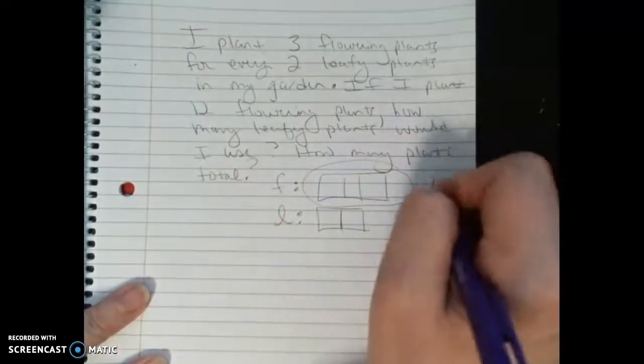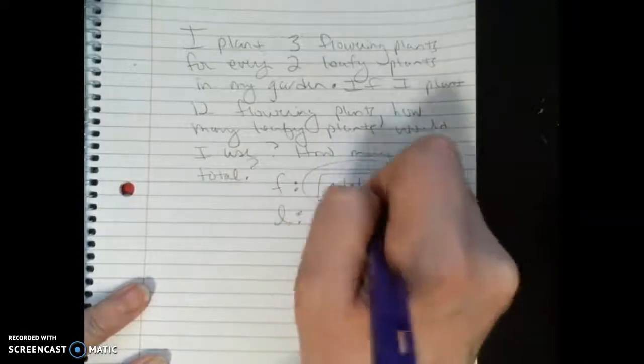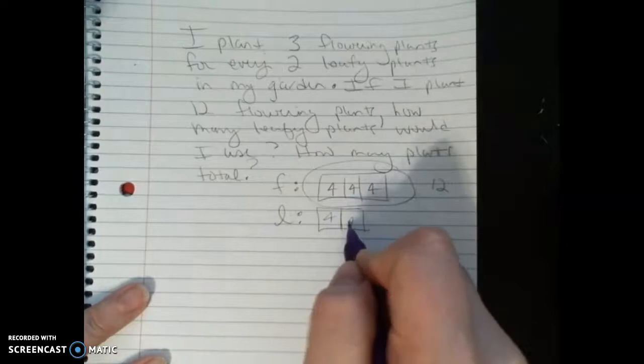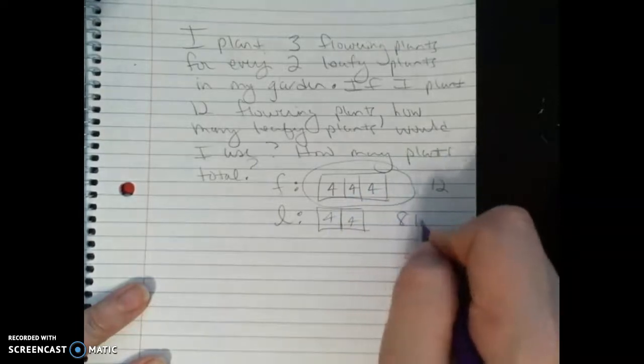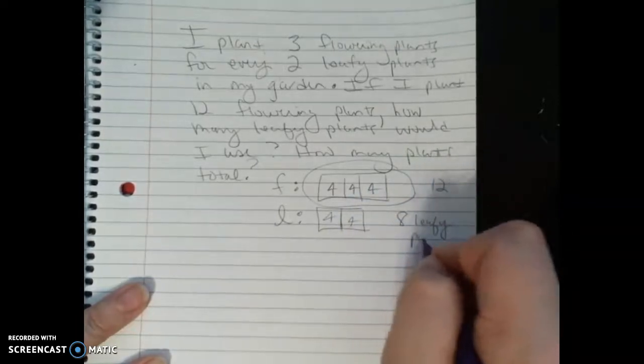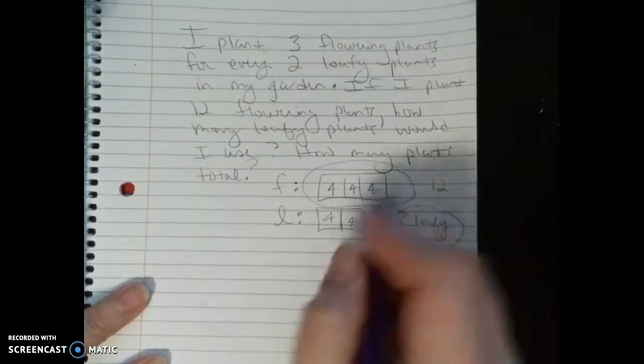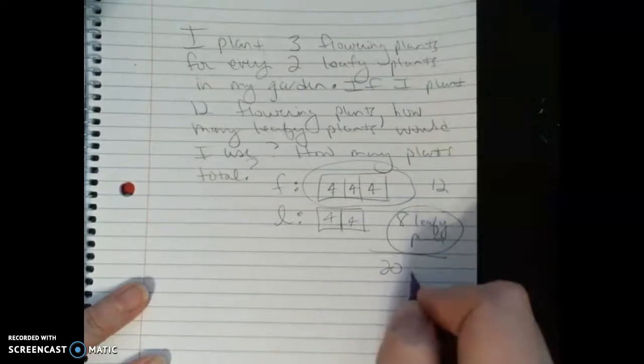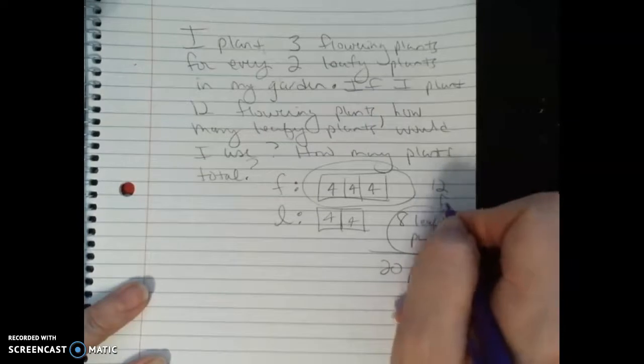So if this is worth 12, I know that each strip is worth 4, because 4 times 3 is 12, which means every strip is worth 4. So that means I would plant 8 leafy plants. And then I can also see the total, because if I have 12 and 8, then that would mean that there's 20 plants total. These are my flowering ones.